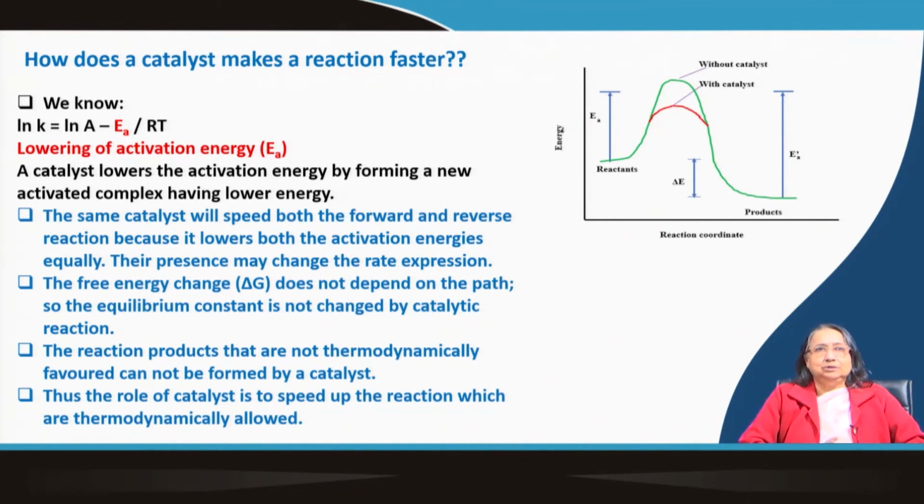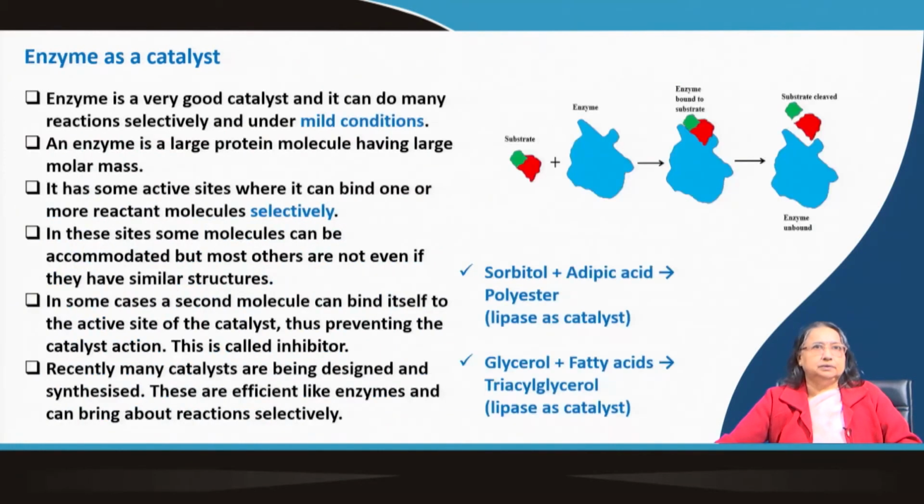Once the reaction is possible, then by using the catalyst you can make the reaction faster or slower. Thus, the role of a catalyst is to speed up reactions which are thermodynamically allowed. The reaction should be thermodynamically allowed, but by applying a catalyst you can change the speed or rate of the reaction. This is a very important concept.